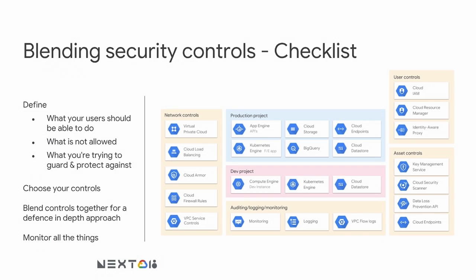Okay, just to wrap up, and then for some Q&A. So, just a checklist. When you start off thinking about what controls you need, define what your users should be able to do. Think about those controls, the IAM map, functional map. Think about what's not allowed, organization policy. And then think about what you're trying to guard and protect against.